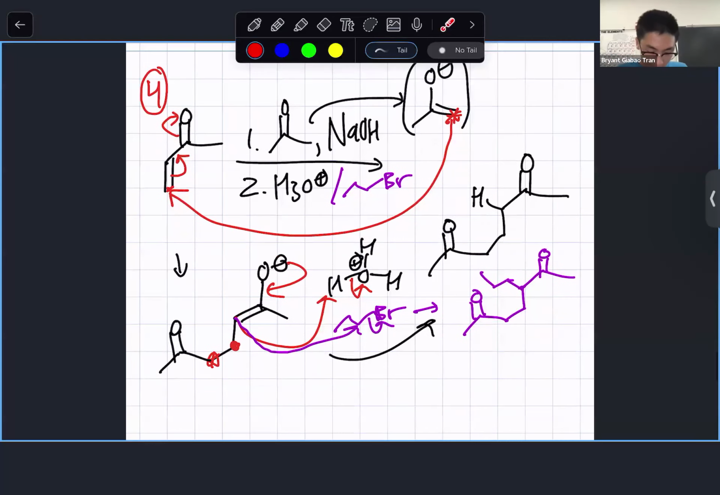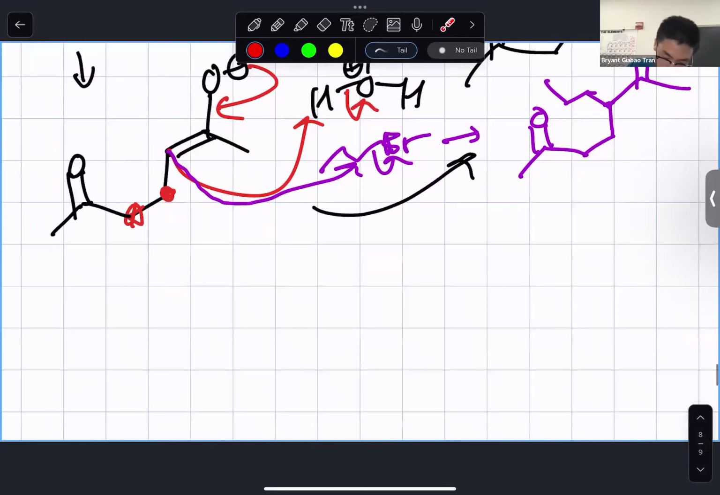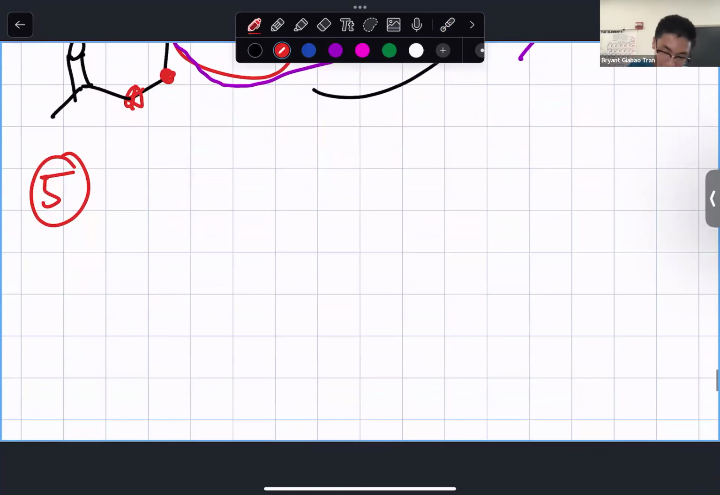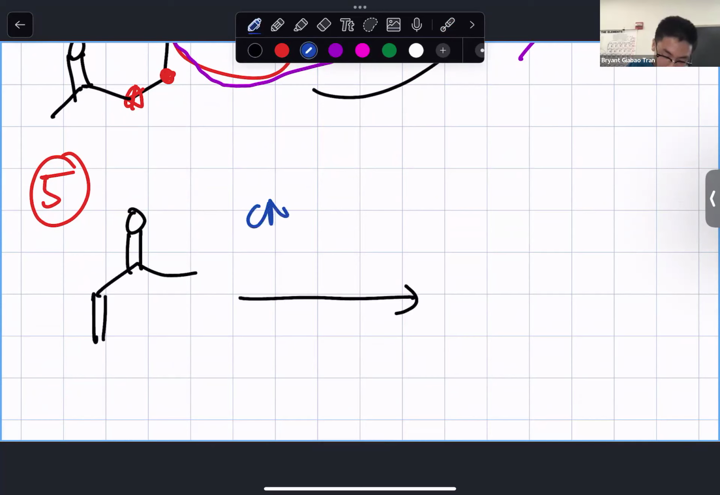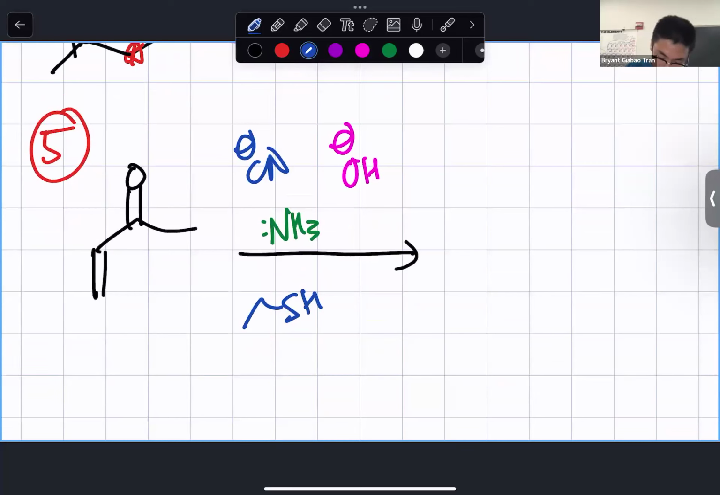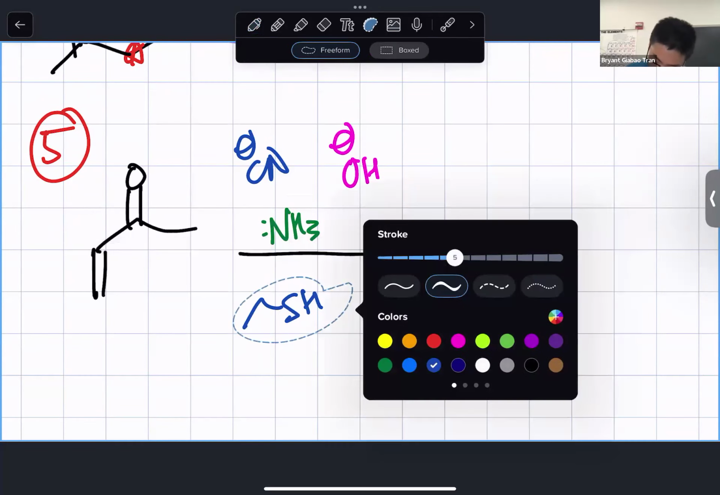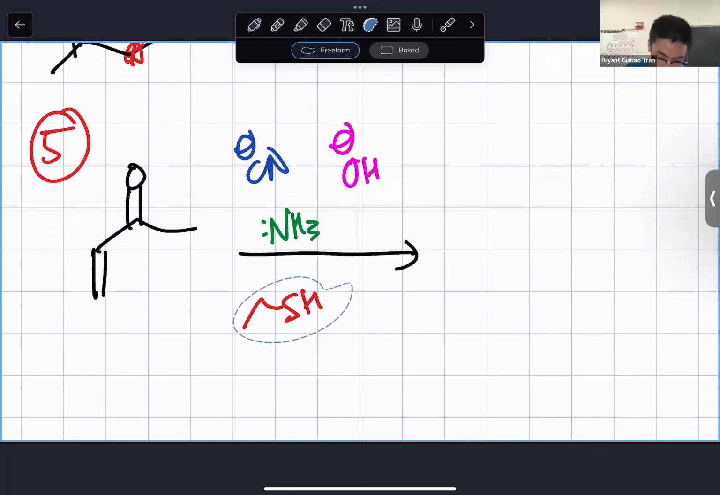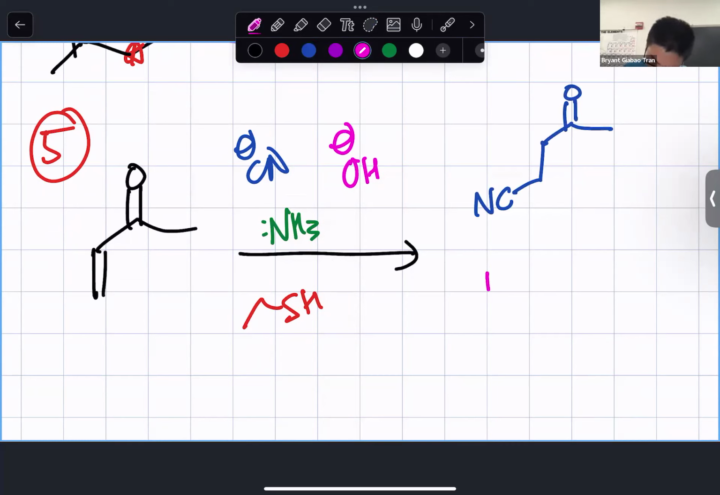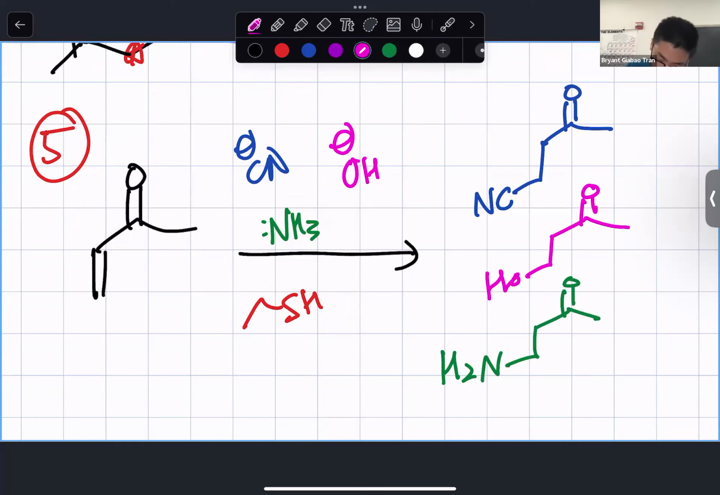Okay. The fifth reaction for this enone is any other regular nucleophile you're used to. It could be, let's say, CN minus, OH minus, and NH3. Let me do a different color. Let's do the cyanide, CN. Hydroxide. Ammonia.